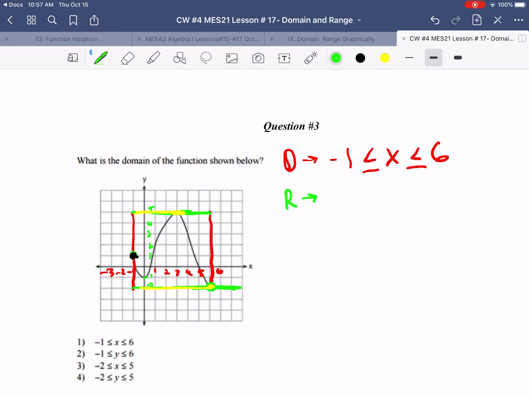So we always start with the least value. So what's the lowest value? -2. See that there? And the highest value is positive 5. See, that's the highest the function goes. And we put, oh, I made a mistake here. We're talking about y with the range. So y is between -2 and 5.